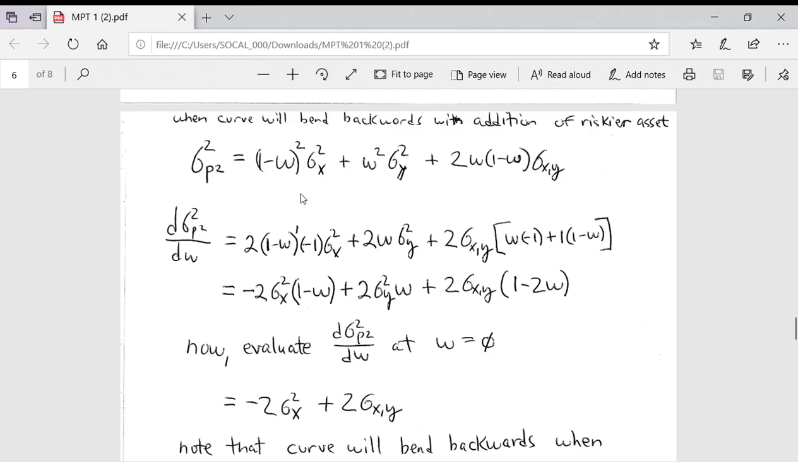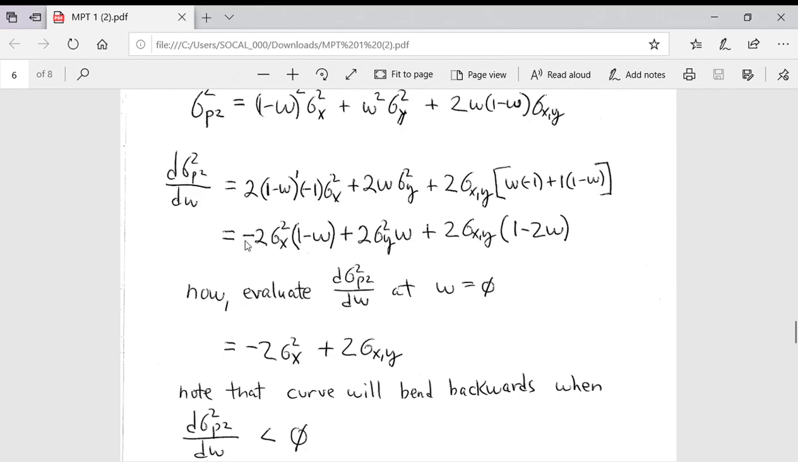Okay, and we use the chain rule. As you can see, this 2 comes down here, 2 times (1 minus w) to the first power. Then you have to go inside the parentheses and differentiate what's in there with respect to w, and of course you get the minus 1, and then the sigma squared x is carried along as if it is a constant. And then the second term, w squared, becomes 2w, and the sigma squared y is carried along as if it was a constant. And over here we have the product rule, so it's 2 times the covar xy times w times the derivative of 1 minus w with respect to w, or minus 1, plus the derivative of w, which is 1, times 1 minus w. You get this. And then we just organize terms a bit, and we are left with this.